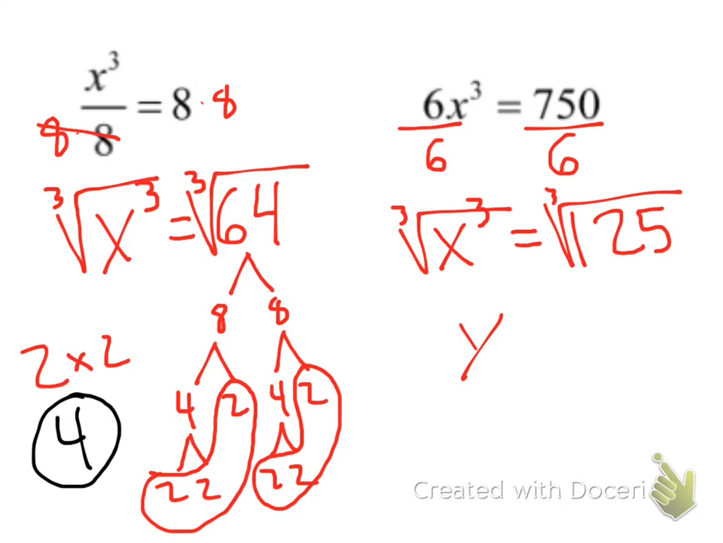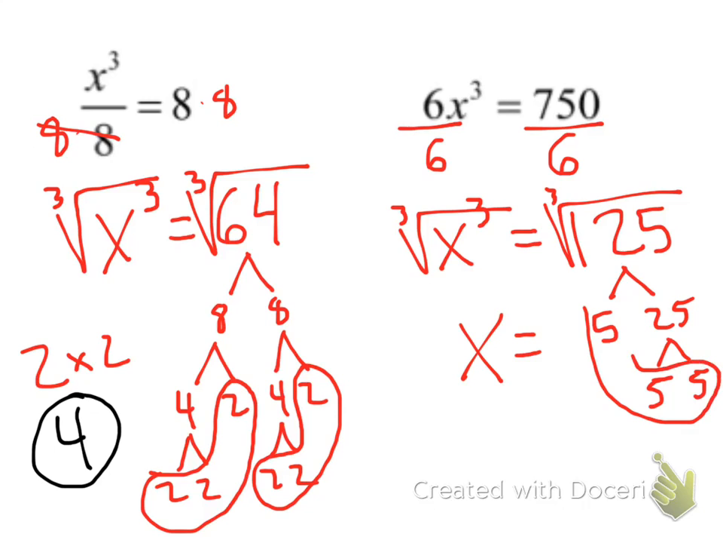So that leaves me with x equals the cube root of 125. Let's do it the long way here, just in case you don't know how to do that. We know 5 times 25. 5 times 5 is 25, and the group of 3 here. So x equals 5.